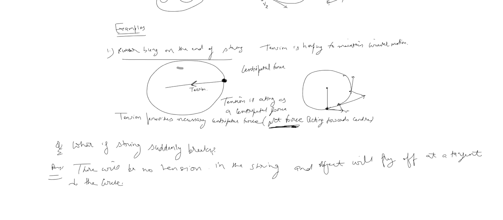So, sir, tension is the force that is causing it to be in circular motion, and that's called centripetal force. If there is no tension, there is no centripetal force, and it will not move in a circular path. Right. Let me just write the last point. Let me just write the question.